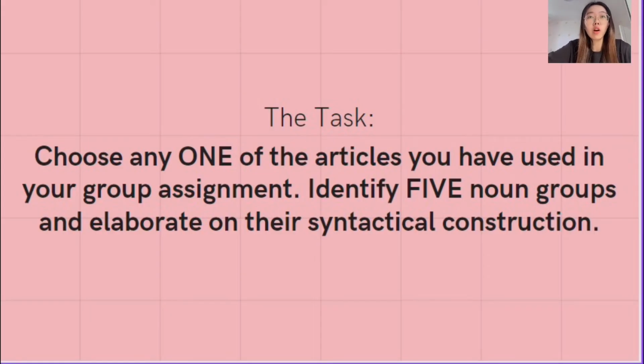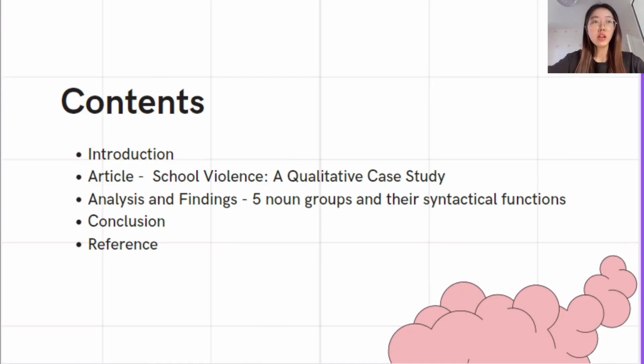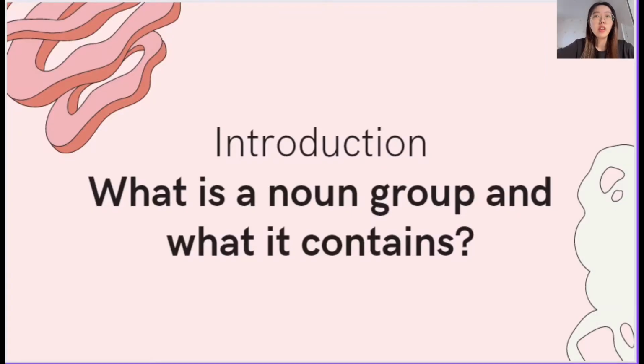Okay, the goal of our talk is to identify 5 noun groups and analyze their syntactical construction from the text used in our group assignments. Our group presentation includes these aspects: introduction, article, analysis and findings, conclusion, and references.